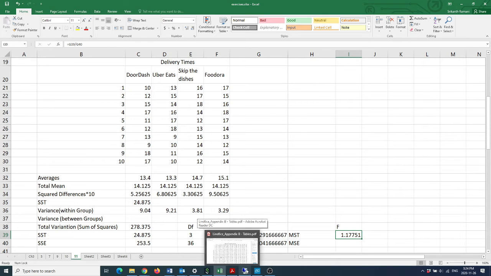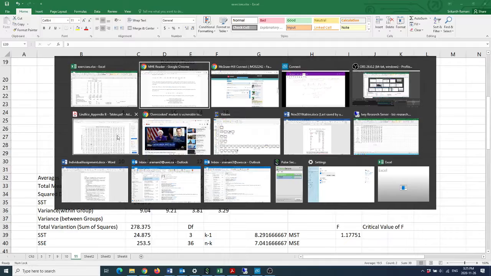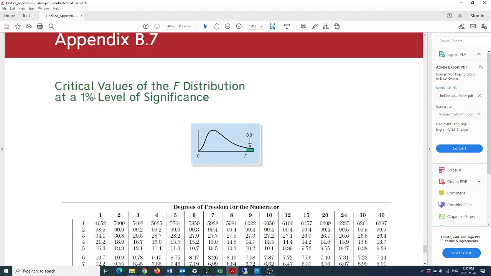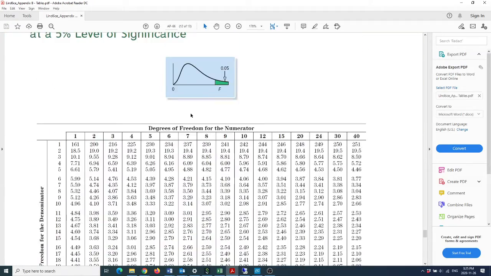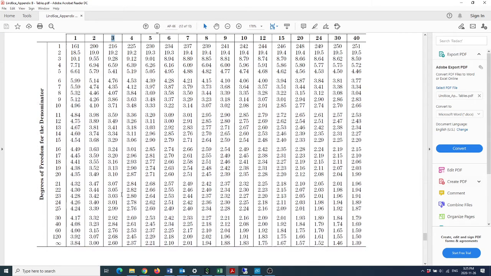So how do we know if they are similar to each other or not? Well, let's compare whether this F statistic is greater than the critical value. So let's find out the critical value, and see if this F statistic is greater than it. For the critical value, we look at the degrees of freedom. Let's go back to our table. Let's look at the 5% level of significance. At the 5% level of significance, the degrees of freedom in the numerator are 3, and the degrees of freedom in the denominator are 36.